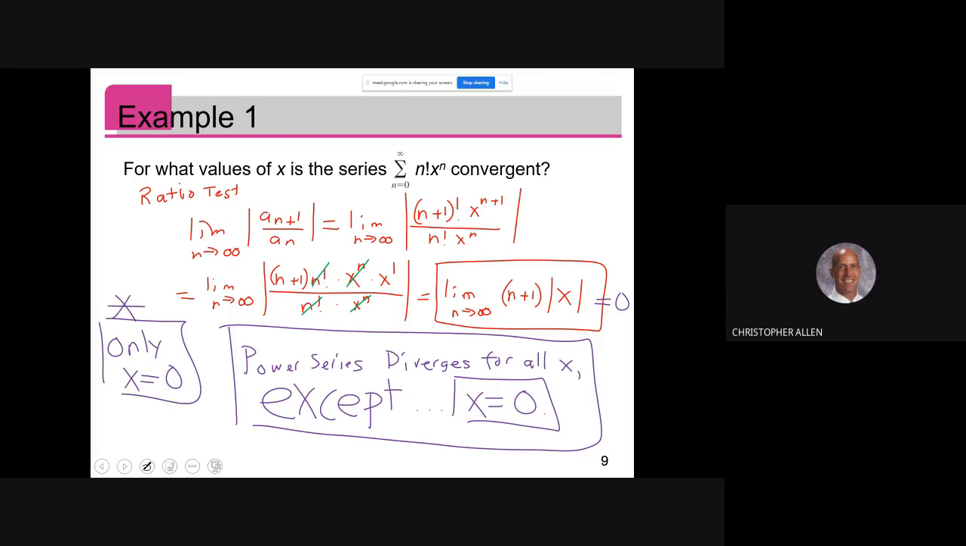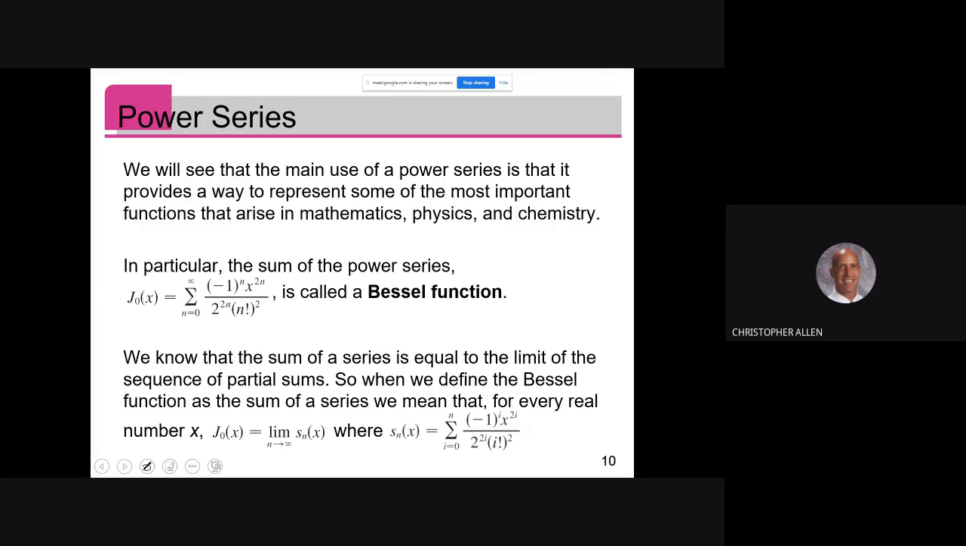Not the same. Okay, say it again. If it doesn't have the same, then it's not a power series. Okay. Power series. Next slide.